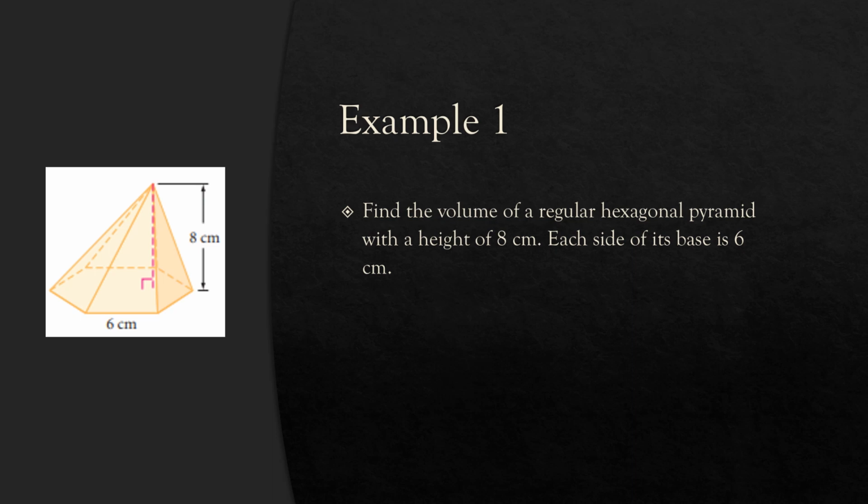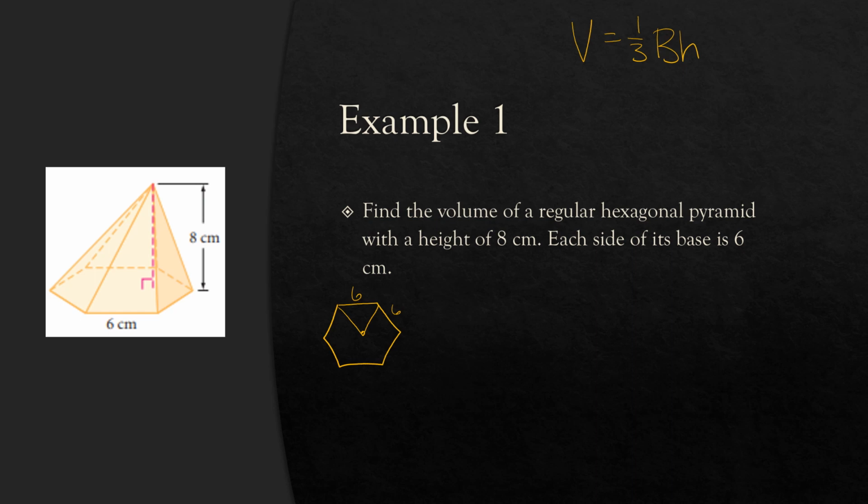Example 1. Find the volume of a regular hexagonal pyramid with a height of 8 centimeters. Each side of its base is 6 centimeters. So we know that the volume is 1/3 the area of the base times the height. Now we have to work on the area of the base. Let's look at a regular hexagon. Each side is 6. Do you remember our formula for the area of a base?